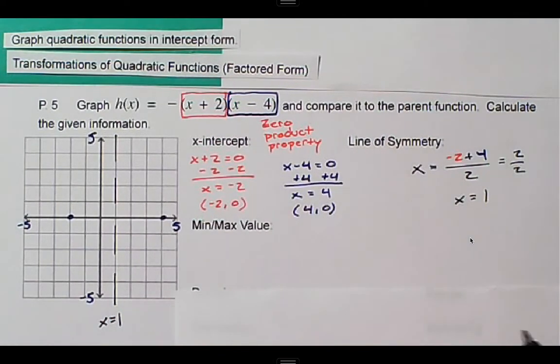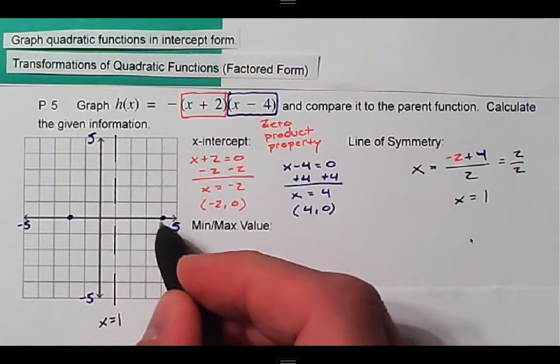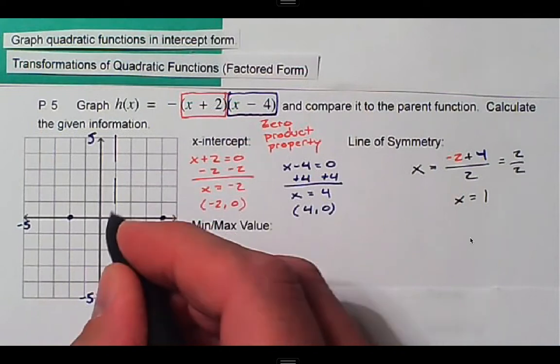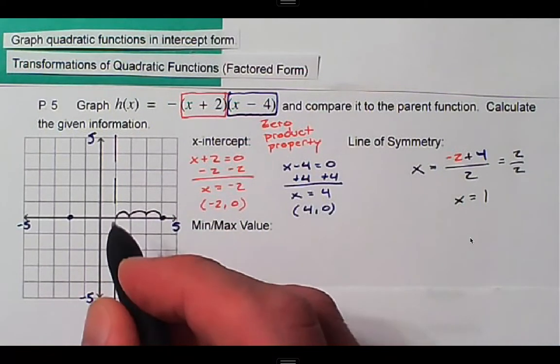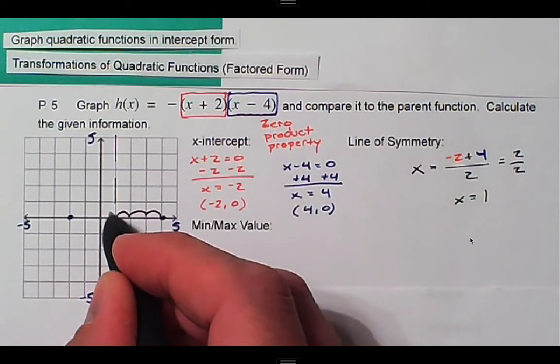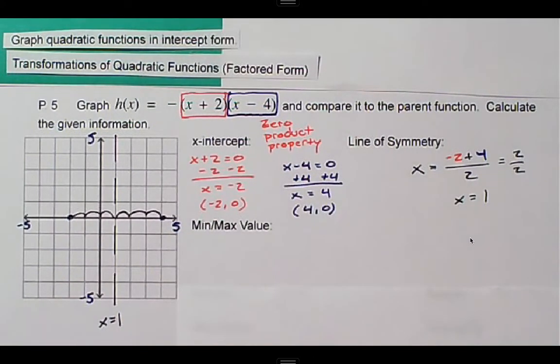And the next thing we have to do is we can check it real quick. How far is it from the line of symmetry to this point? So we'll go 1, 2, 3. Okay. How far is it to the other side? 1, 2, 3. Okay, my line of symmetry is drawn in the right place.